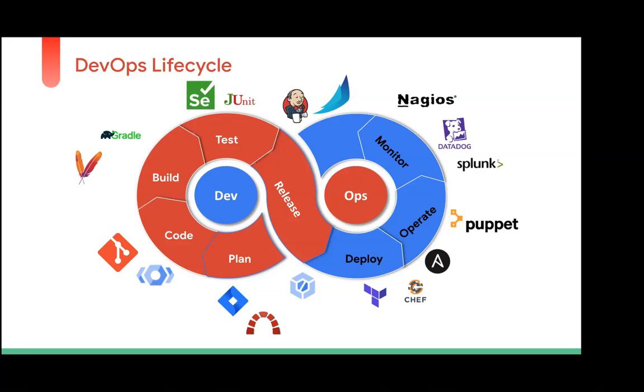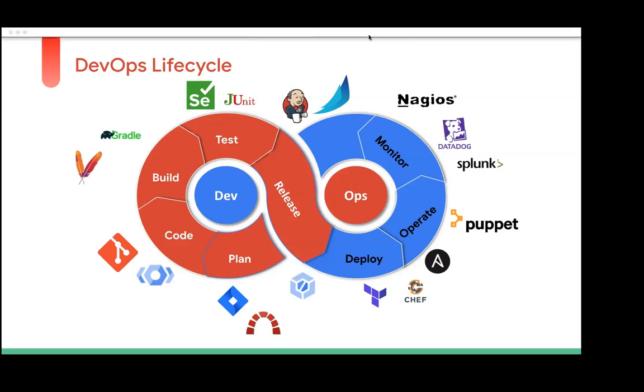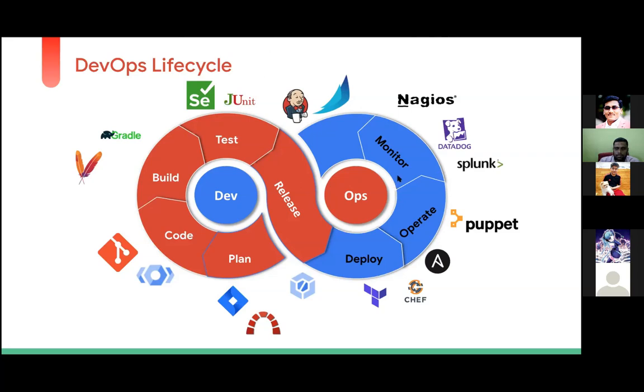It looks like a typical life cycle pattern, but there are a lot of tools. I've just put a few popular tools that are recently being used in the market. So this is what DevOps means. I hope everyone has understood what DevOps is. Okay, so now we learned what is DevOps.